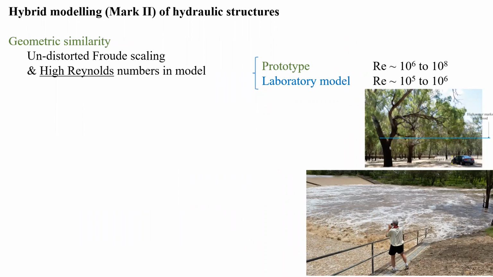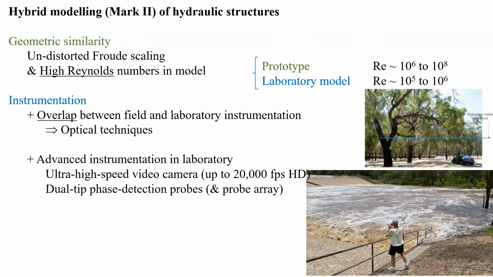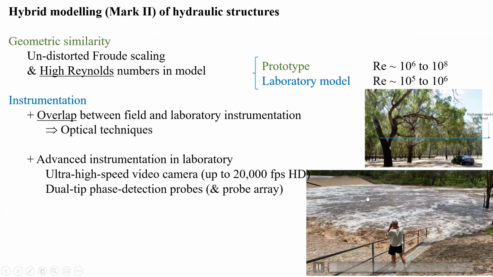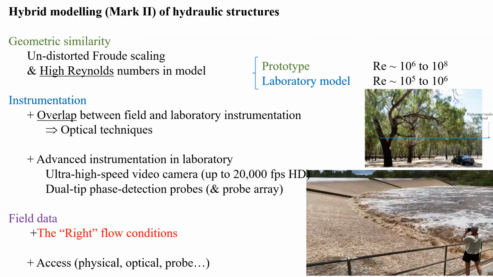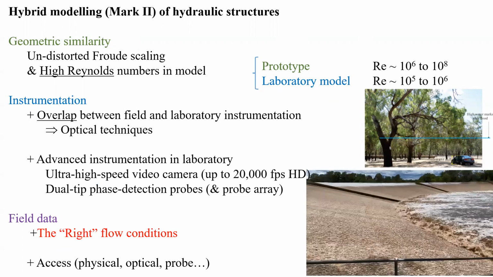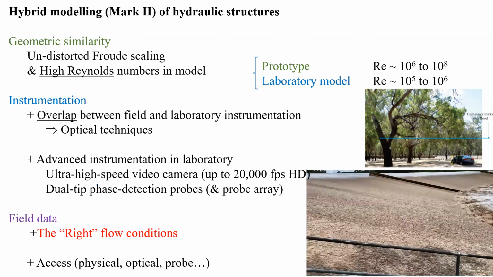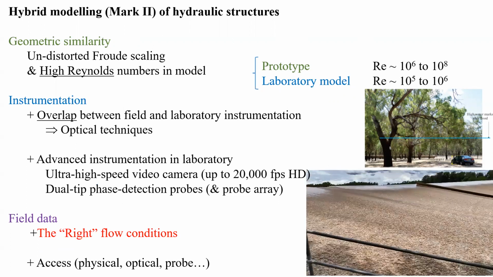This approach of hybrid modeling Mark II will require a geometric similarity based upon an undistorted Froude scaling and working with high Reynolds number in the model. Ideally, the instrumentation should include some overlap between the two techniques, for example, optical technique in the field and in laboratory, as illustrated on this video, and more advanced instrumentation in laboratory whenever possible. Importantly, the flow conditions are typically limited or restricted by the possible field data observation. And you remember this video where I told you that I could not observe the flow at the peak of the flood because the road was underwater.